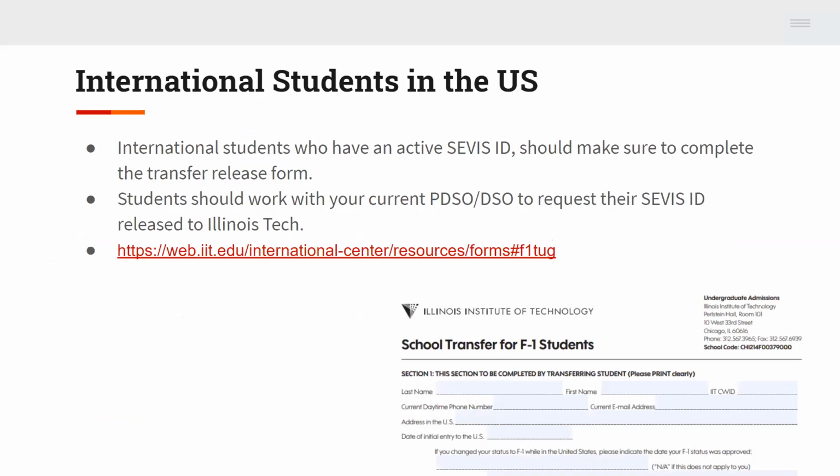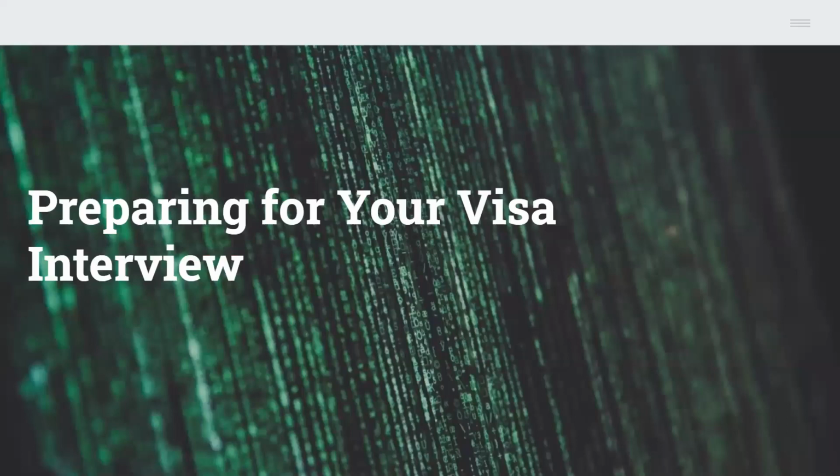In order for a current institution like a community college or another university, if they currently have your SEVIS ID, you would ask them to release it to Illinois Tech. Once that has been released to us, you'll then get your I-20. Again, you'll have to work with your current PDSO or DSO, which are your primary or designated school officials, who can then release that to Illinois Tech. That website at the bottom there is for you to see where you can find that as well.